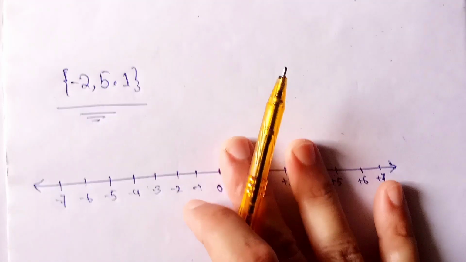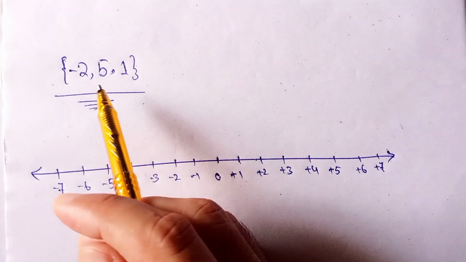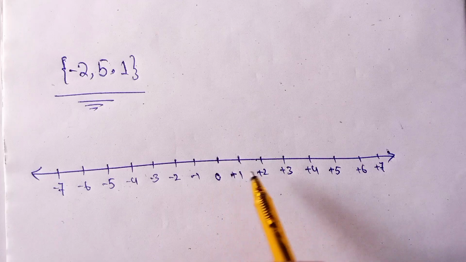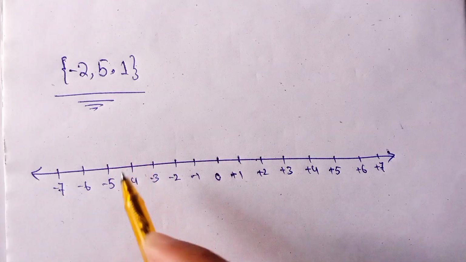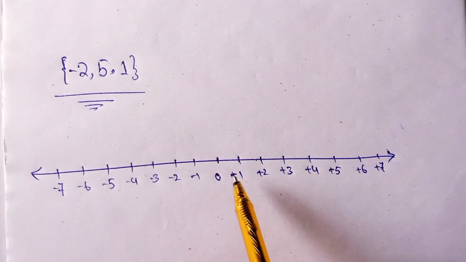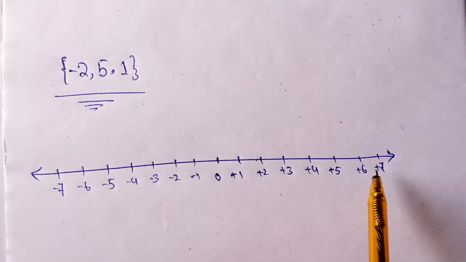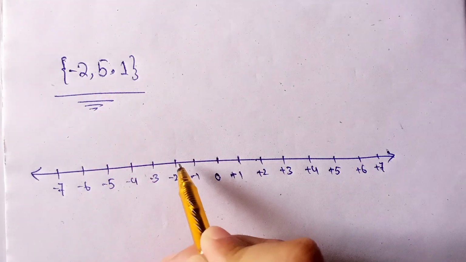Now we have another example. We have to represent the set of integers on number line. Here we will look at the greatest number or the smallest number. We will draw a number line and mark unit distance equal to the greatest number or the smallest number. Here the greatest number is 5, so we have drawn a number line and marked unit distance equal to 5 or greater than 5, just like we have drawn the line up to positive 7.